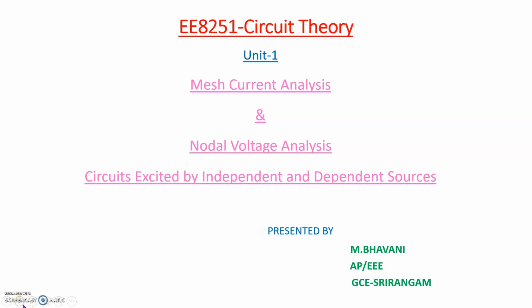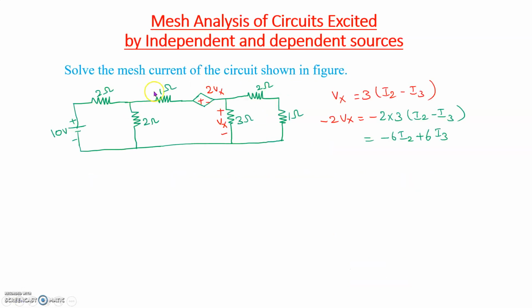Welcome to this lecture. In this lecture, we are going to see mesh current analysis and nodal voltage analysis of a circuit excited by independent and dependent sources. Solve the mesh current of the circuit shown in the figure. This circuit consists of an independent voltage source and a dependent voltage source.